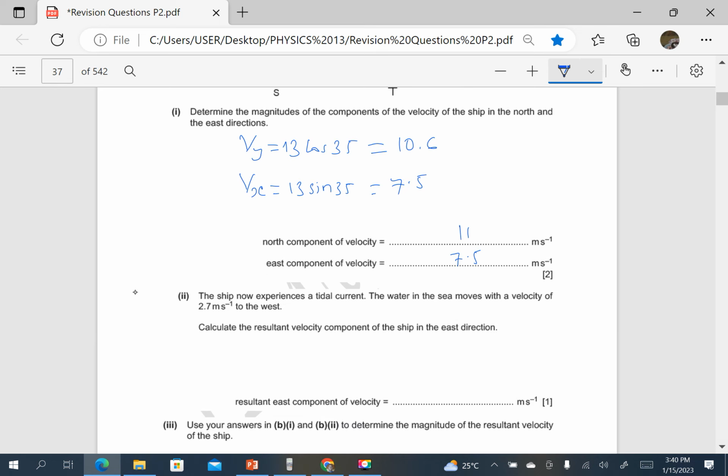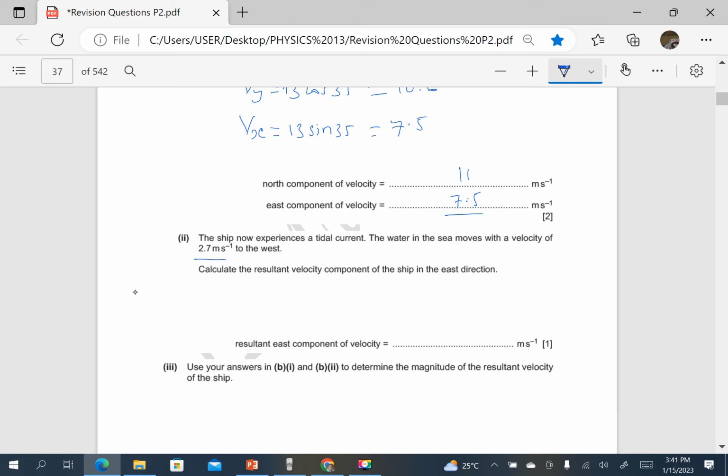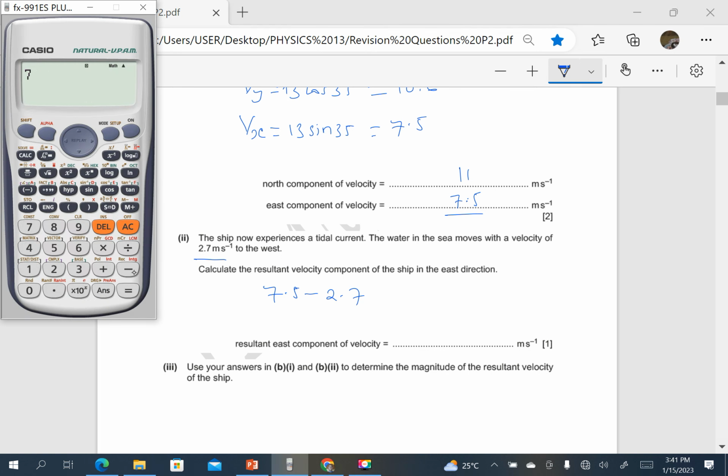The ship now experiences a tidal current. The water in the sea moves with a velocity of 2.7 meters per second to the west. Calculate the resultant velocity component of the ship in the east direction. Remember, to the east it is 7.5, and the water in the sea moves with a velocity of 2.7 to the west. So that is going to be 7.5 minus 2.7, and that is 4.8.